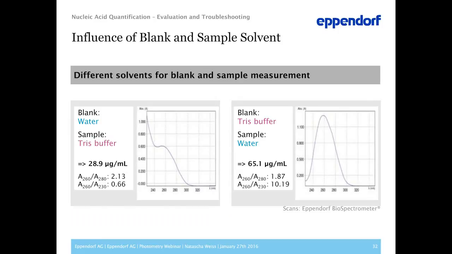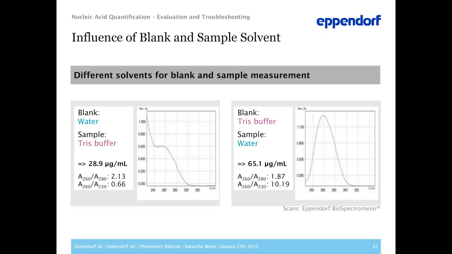I have mentioned before that blank measurements are necessary to subtract the absorbance from cuvette and solvent from sample measurement. Therefore, it is important to use exactly the same solvent for blank as well as for sample. The images on this slide show what happens to the DNA spectra when different solvents for blank and sample have been used. In the first example, water was taken as blank solution and tris buffer was the sample solvent. In the second example, the solutions were used vice versa.